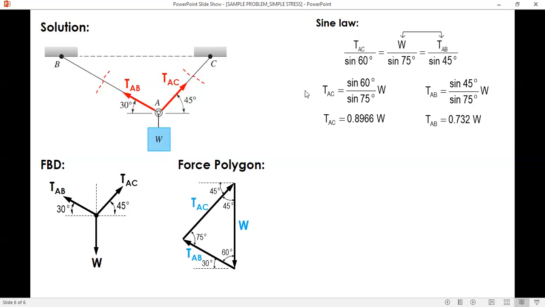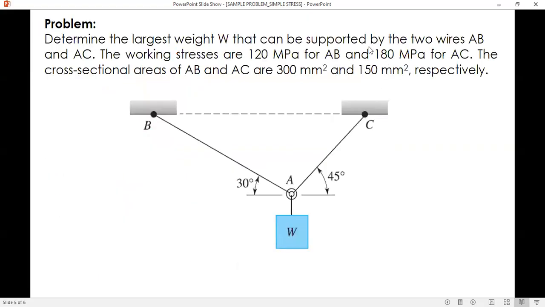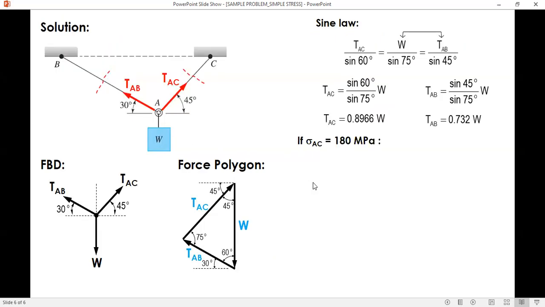Now next, we have given values for the stress of EB and EC as well as the cross-sectional areas. So therefore, we can solve for TEC and TEB. And with those values, we will have 2 values of W. And from the 2 values, we will select the largest. Okay. First, let's consider EC. The stress of EC is 180 megapascal.